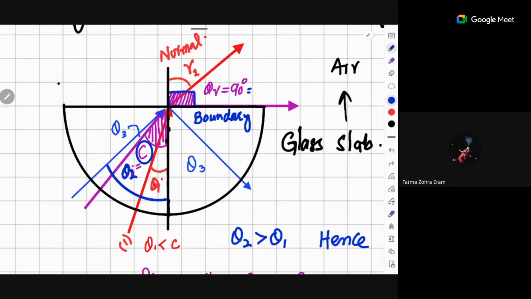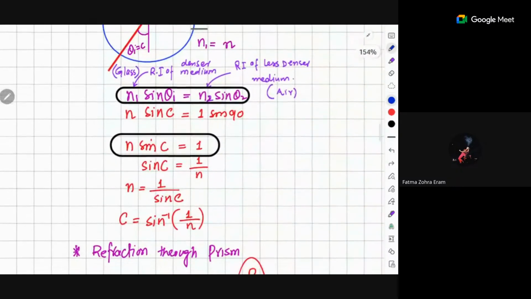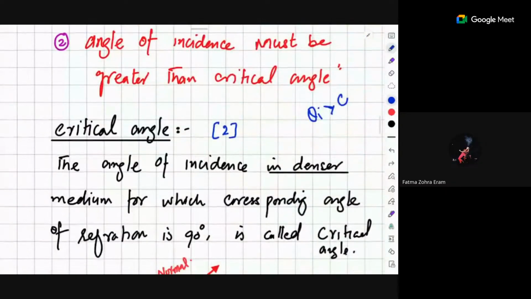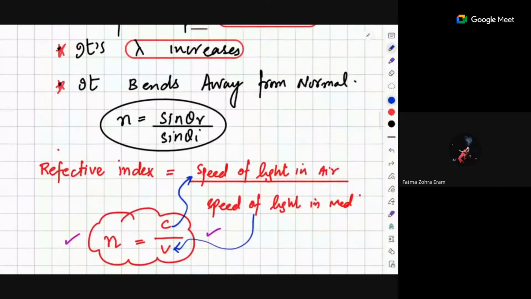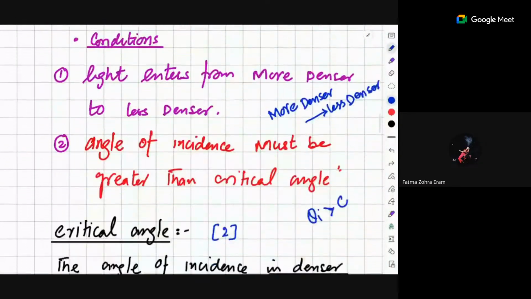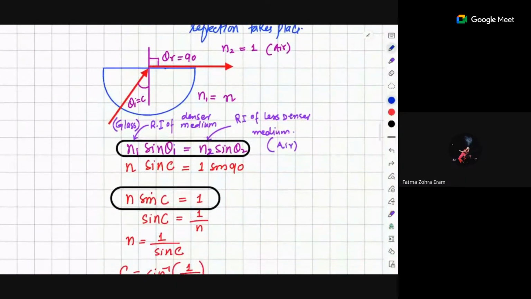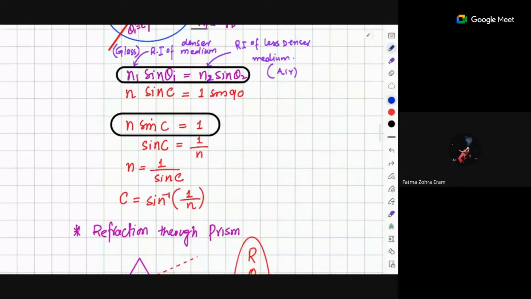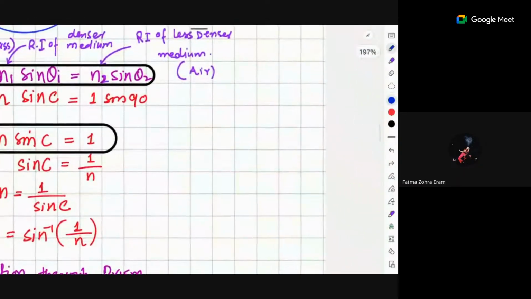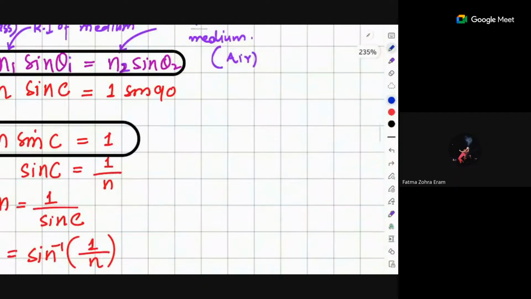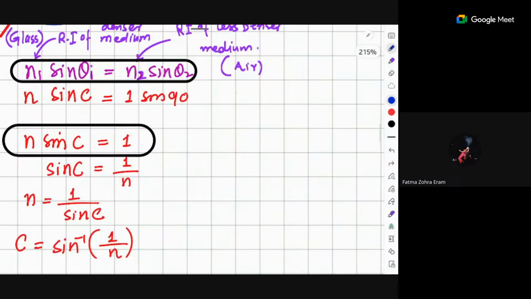So I defined it earlier that when the angle of incidence becomes greater than the critical angle, instead of refraction, the light reflects back into the denser medium. That is called your total internal reflection. So I'm just going to give you the definition here. Here is the space, so I can write total internal reflection.